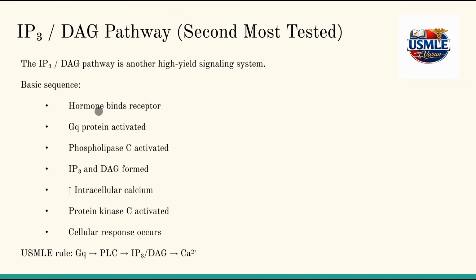So when a hormone binds a receptor, the Gq protein is activated, and because of this, phospholipase C is activated. Because of activation of phospholipase C, there is formation of inositol triphosphate and DAG, which leads to increased intracellular calcium. This increased intracellular calcium in turn leads to activation of protein kinase C. When this protein kinase C is activated, there is a cellular response. So the pathway is Gq activation, phospholipase C, IP3 or DAG formation, increased intracellular calcium, which leads to protein kinase C activation and cellular response.